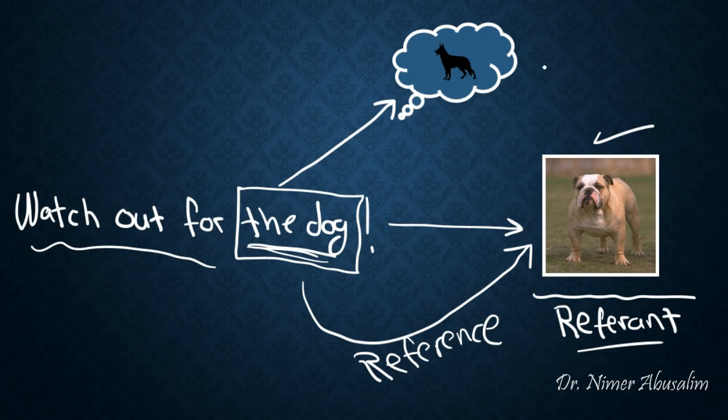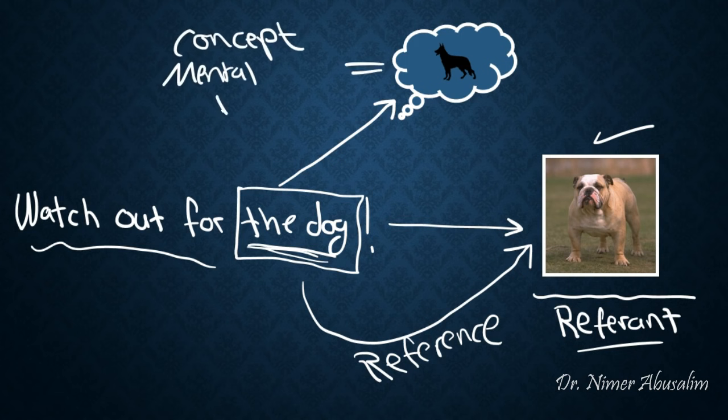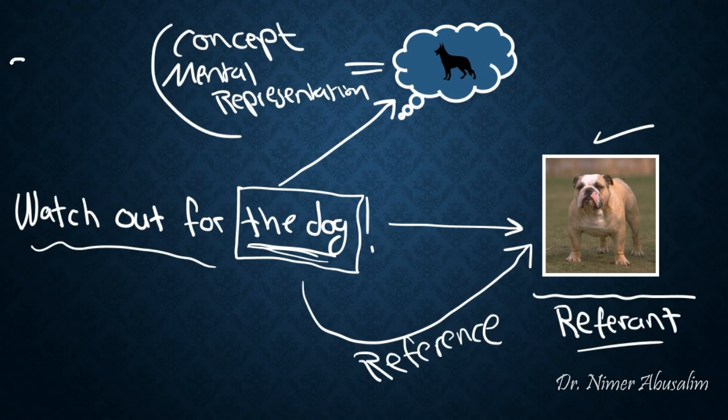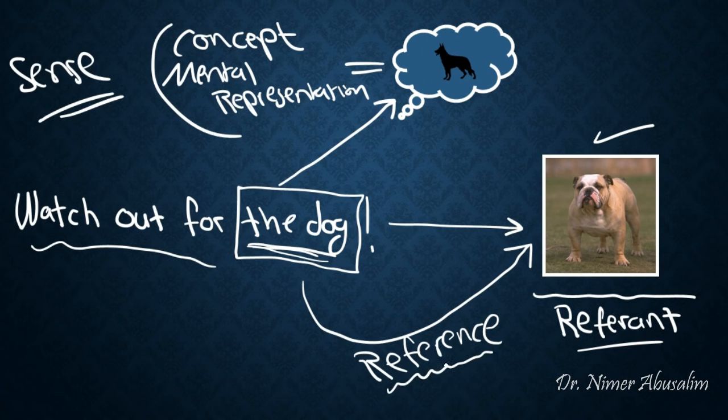So this mental image that we have here is what we call a concept. It's a mental representation of what you think a dog is. This is what we call sense. Now part of being able to make reference or to refer to something is partly based on our knowledge of the sense of the thing.